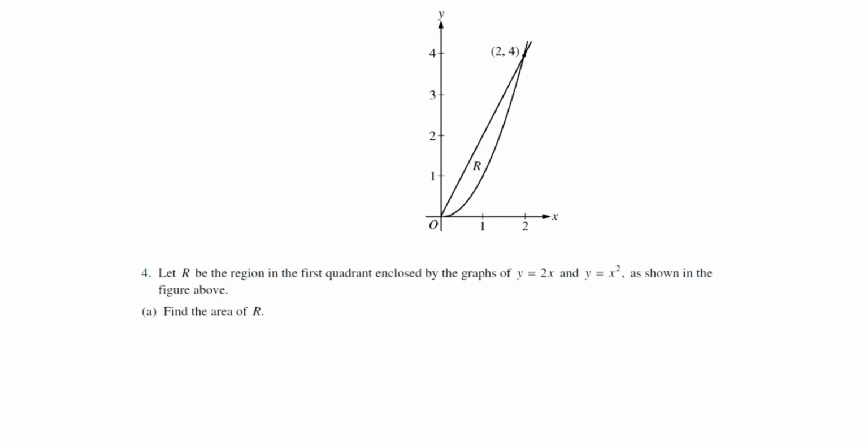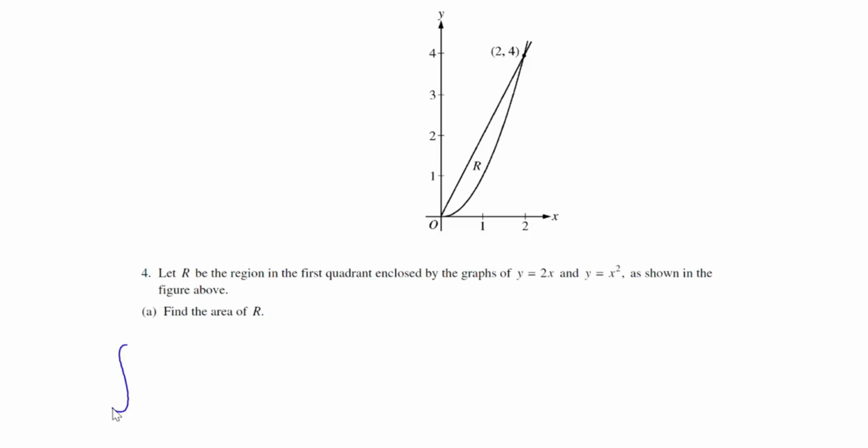All right, this is question number 4 from the 2009 AP Calculus AB exam. This is an area and volume FRQ where we have region R enclosed between 2x and x squared. And we want to find the area of that region, region R. So this one should be straightforward enough. Since we are given a graph, we know the intersection point is at 2, 4.